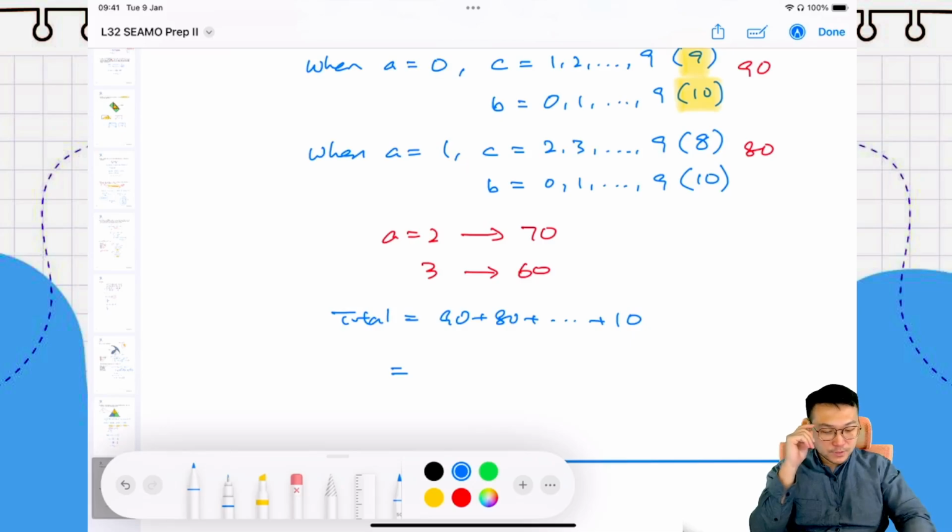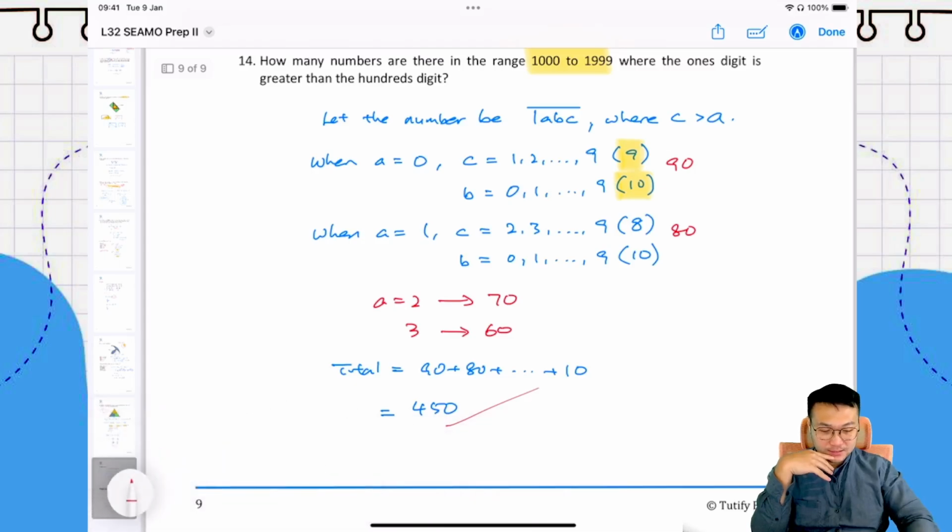So when you have 90, 80 until 10, what do you get? You just need to times 10. So 450. There we go. So how do you find this question? Was it okay? Do you understand it now?